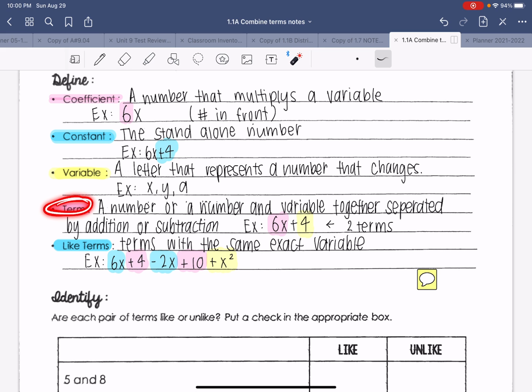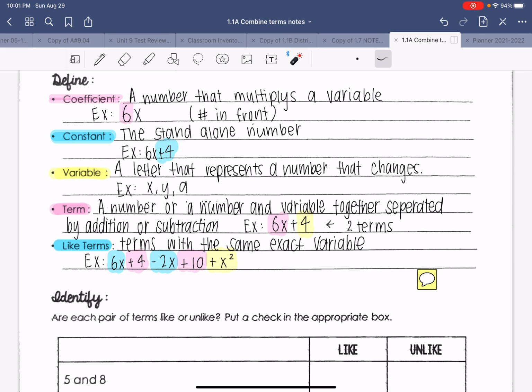A term. Okay, so a term is a number or a number and a variable together, and it's separated by addition or subtraction. So for instance, this 6x plus 4 has two terms in it. The 6x is the number and variable together. And then we have just one number, which is 4, and it's separated by this addition sign. So every time something's separated by addition or subtraction, that is known as a term. So there's a term and here's a term.